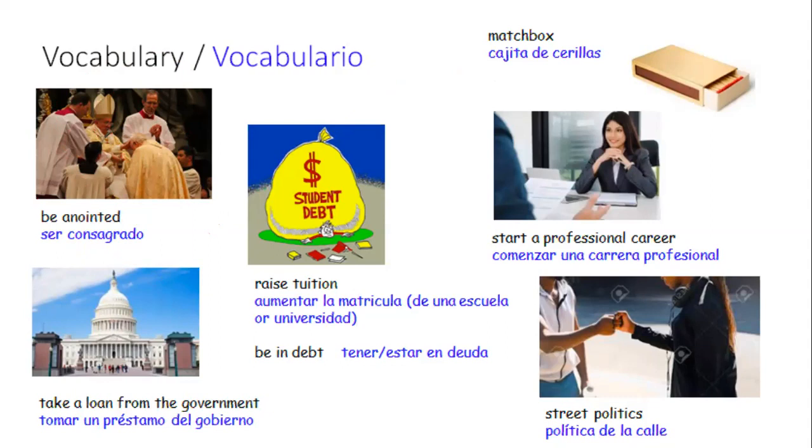It looks like they're in church, right? I'm sure many of you go to church. So in English, we're saying that the priest is anointing this man, okay? To be anointed. Can everyone say that with me? Be anointed. And the OI in anointed makes the OI sound. Be anointed, okay? In Spanish, it's ser consagrado.